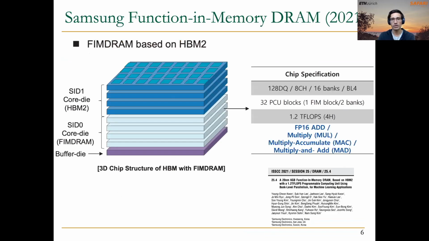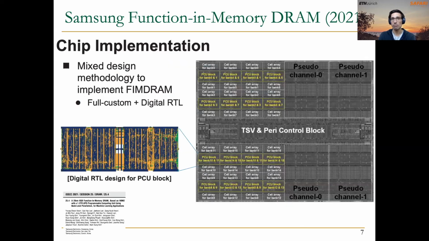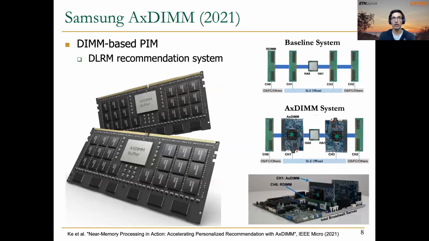And following a relatively simple approach, in the sense that it's also near-bank, we find this Samsung FinDRAM in the HBM2 memory, where some of the HBM layers have been modified to embed PCU blocks, or processing elements that are able to perform operations like multiply, add, and multiply accumulate. And the other proposal from Samsung, this AXDIMM, is a DIMM-based solution, and in the specific prototype that they tested, there is an FPGA on top of the DRAM DIMM and has direct access to the memory in the ranks. We will talk also about AXDIMM in a later lecture.